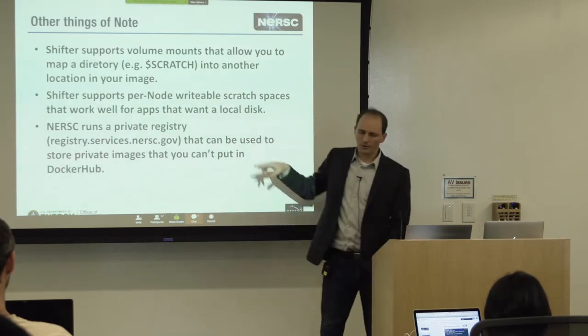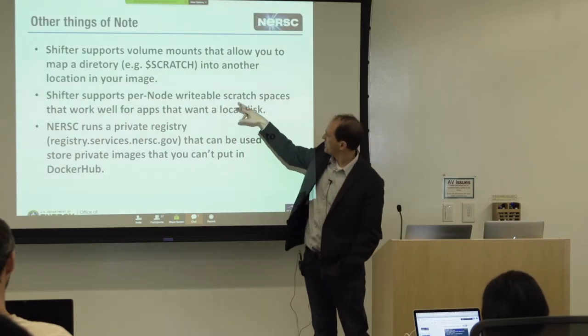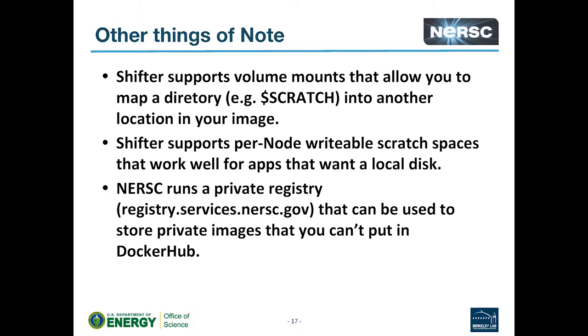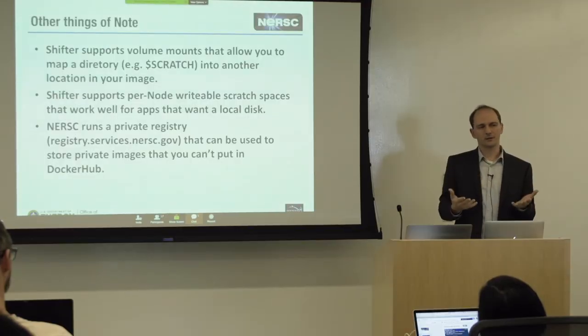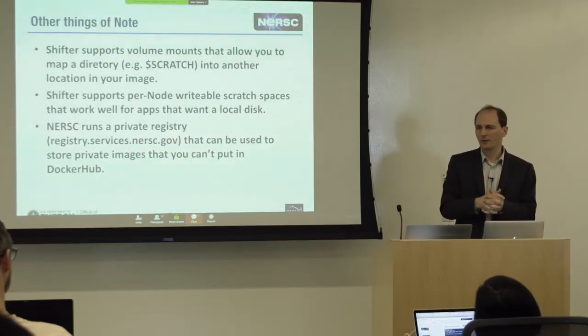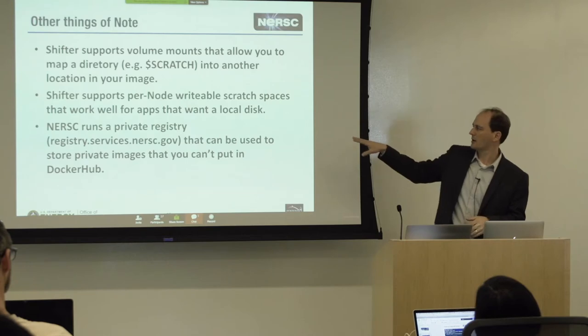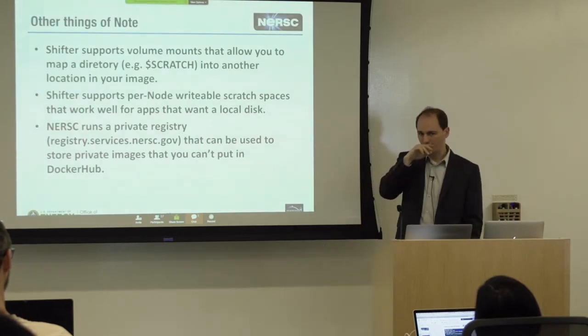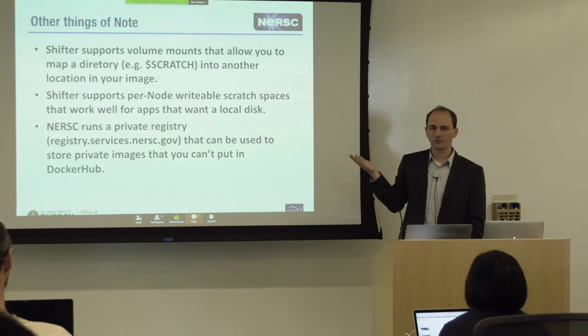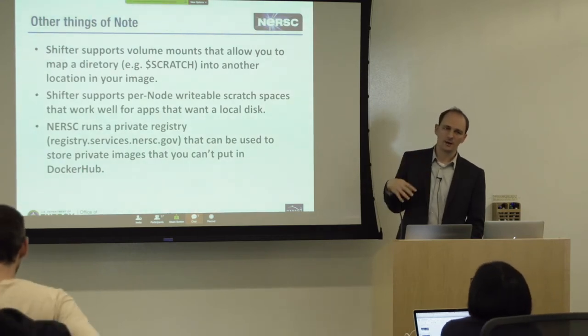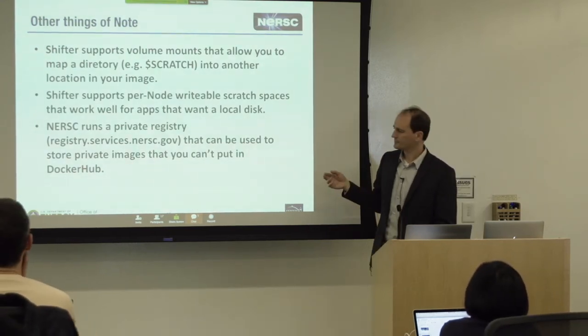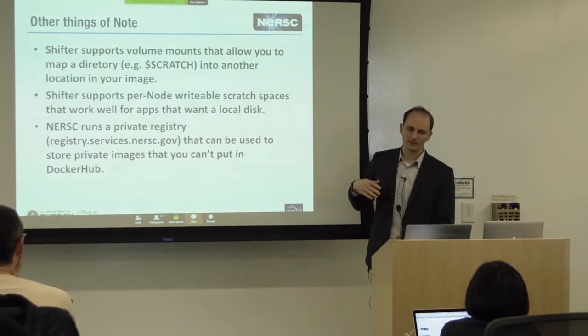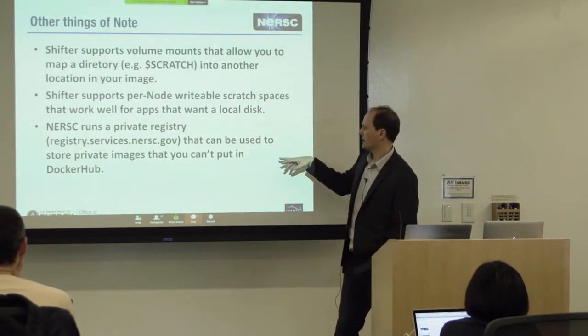There's something called a per node write cache or writable scratch space. There are a lot of cases where people need something that looks like a local disk, but we don't have that on the Crays. So this is a way to emulate that behavior. It's particularly good for things like, we've used it, for example, with Spark, where it wants to write to a local scratch area, and we'd see a lot of performance degradation if we just used Lustre for that.